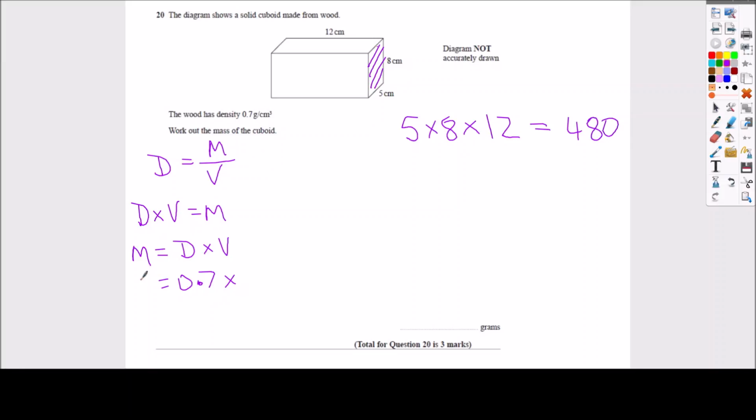So the mass is the density, which is 0.7, times the volume, which we just worked out to be 480. So 0.7 times 480 equals 336 grams.